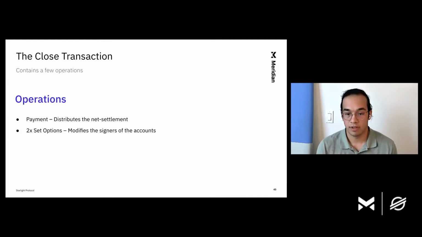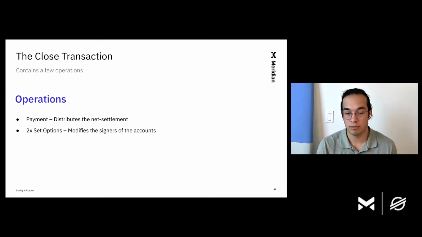So far in our demo, we've sent 2 payments. I paid Leigh $4,000 and then Leigh paid me $6,000. If we close the channel now, the net settlement would be $2,000 owed to me from Leigh. In addition to the payment, the transaction also contains 2 operations that modify the signers of Leigh and my Stellar accounts. Those operations give Leigh and I full control of our accounts again, like it was before we opened. So together, these 3 operations close the channel.